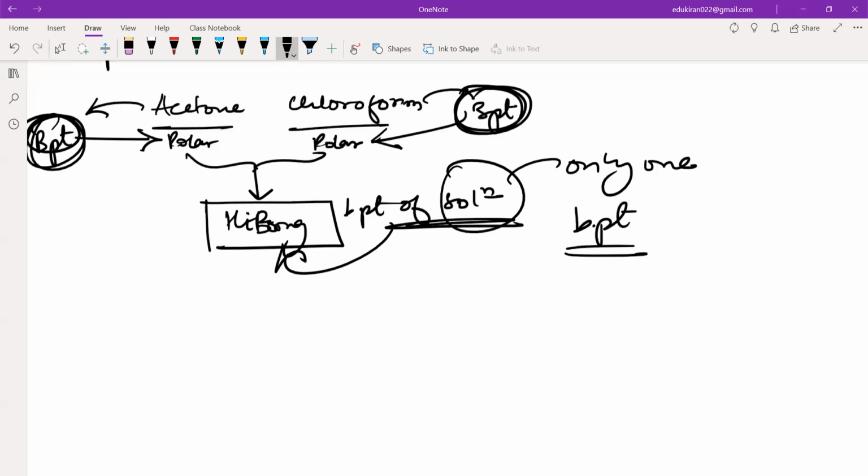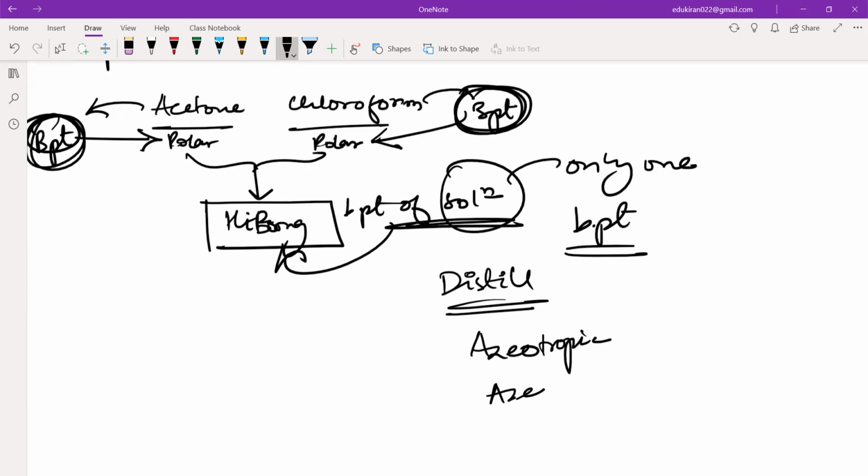Now when it boils at only one temperature, and there is no other temperature, then we cannot distill these types of things, right? We cannot distill these, and these are known as azeotropes. The solutions or mixtures which have only one boiling point, which boil at a constant temperature, are known as azeotropic solutions, or azeotropes.